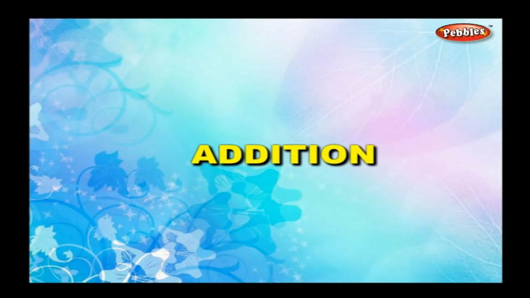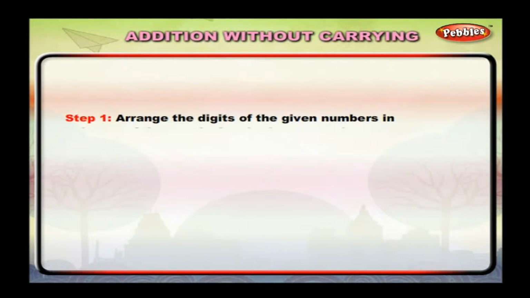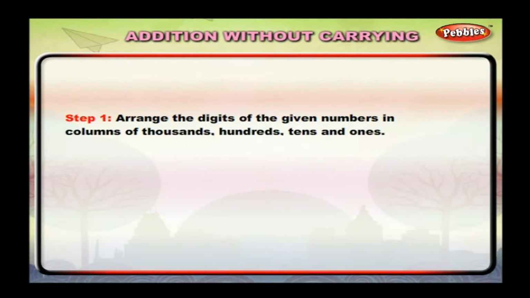Addition. Addition without carrying. Step 1. Arrange the digits of the given numbers in columns of thousands, hundreds, tens, and ones.